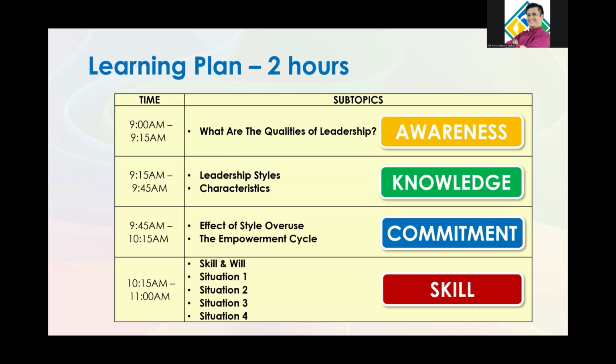So 9 to 9:15, we do an awareness activity. Ladies and gentlemen, what are the qualities of leadership? Please discuss in your teams now. Go. All right, let's ask, what are the qualities of leadership? All right. 9:15 to 9:45, we spend half an hour. Did you know every description that you just read out from your teams can actually be defined, described and predicted by a model called leadership styles? And these are the characteristics.